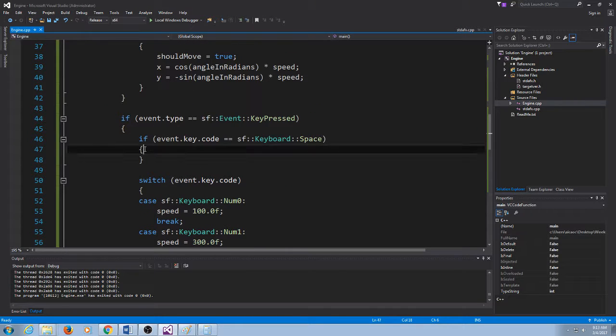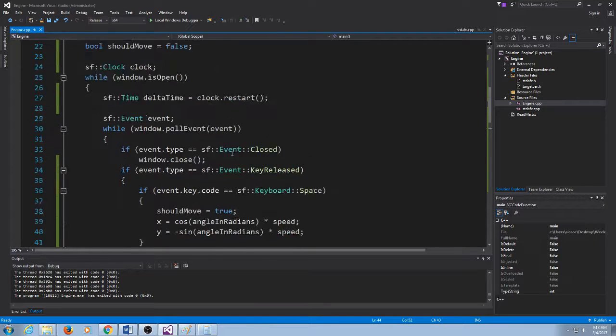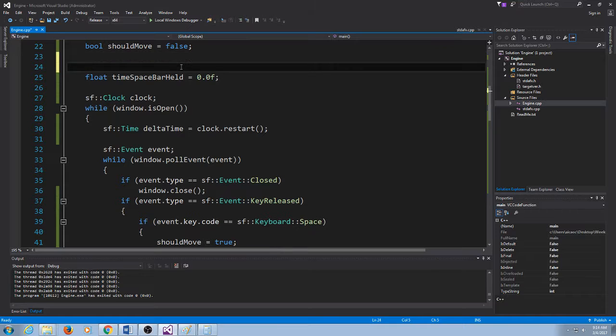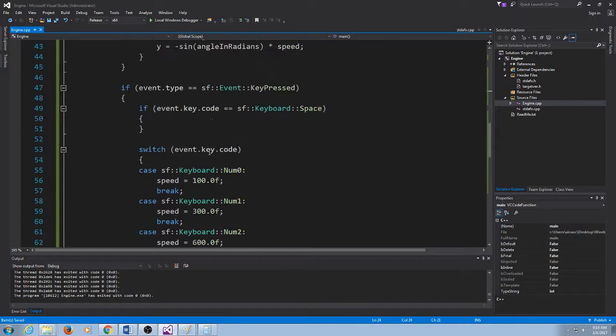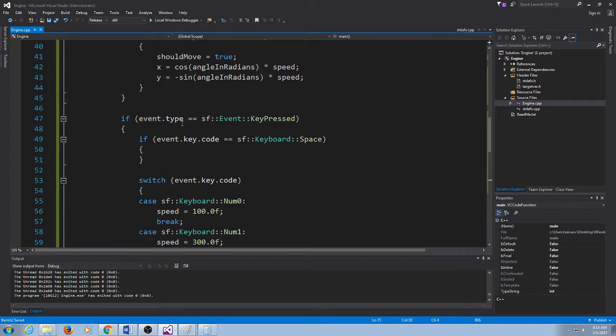You can also keep track of how much time has passed between you pressing the spacebar and releasing the spacebar too. There is another way you can do this. You can have a variable that says time spacebar held, and you can have another variable here that says is spacebar held. You can do this without using the polling method. You can use the event loop as well. So when you have the key press event, this is just another way to do the same thing.